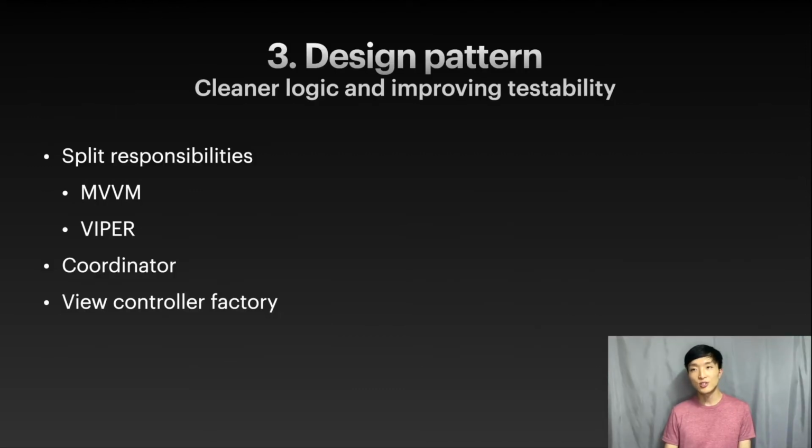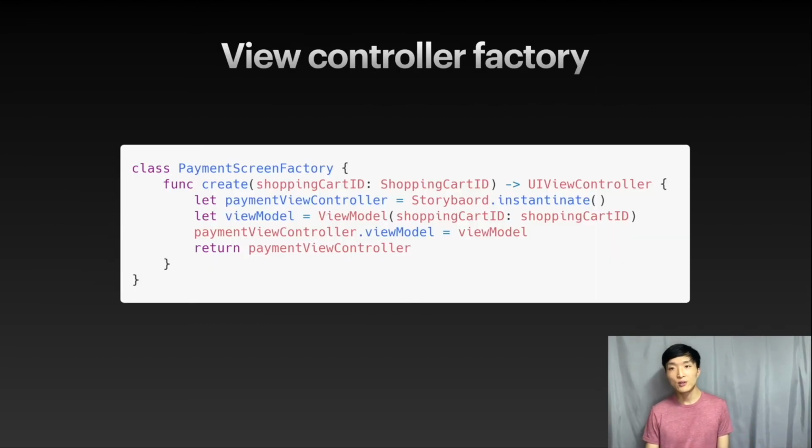The third strategy is to apply design patterns. Breaking down big component into smaller single responsibility components can dramatically improve readability and testability of the code. Also, design patterns like coordinator and view controller factory can improve encapsulating complex configuration from the caller. For example, view controller factory can prevent duplicate code instantiating and constructing screen. Also, it makes it clearer about the required parameters.